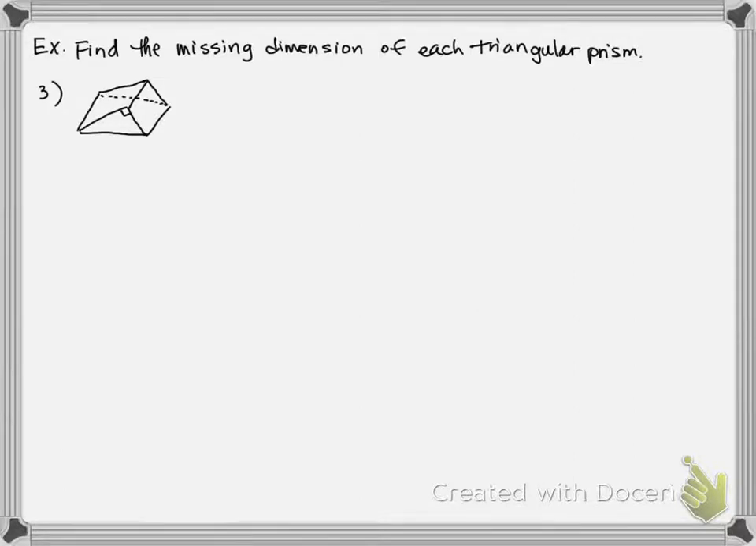So remember, each triangle is identical in its dimensions, identical in the type of triangle it is. This happens to be a right triangle. Okay. And we're going to tell you what the volume is. 12 cubic centimeters. So we start with the formula.